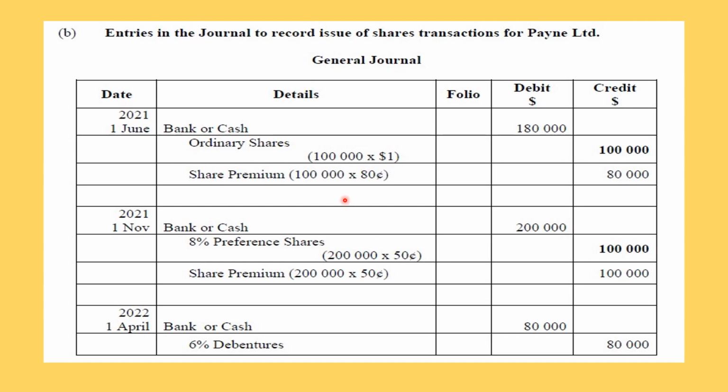So, some easy, simple calculation. Your first entry, you work out the credit side first. The ordinary shares, 100,000 by $1, the par value, would go in the ordinary share capital account, and the excess amount, 80 cents by the 100,000, is called a share premium, and that goes in a separate reserve account. Then you have the debit for the total going to the bank or cash account.